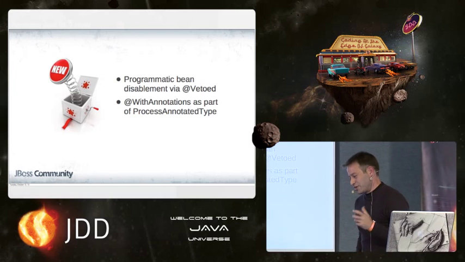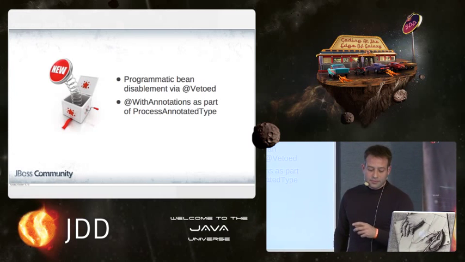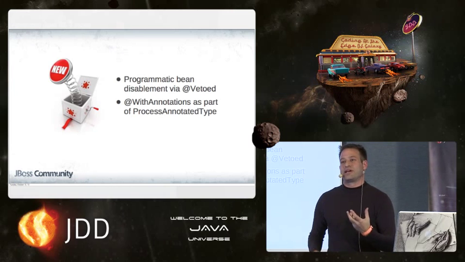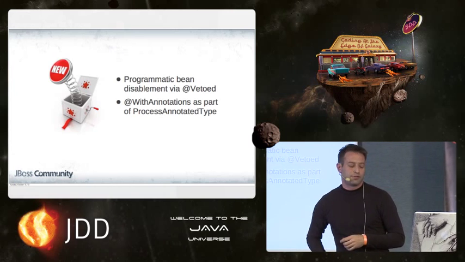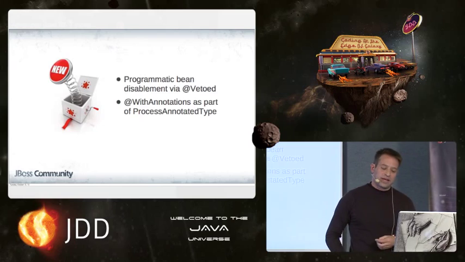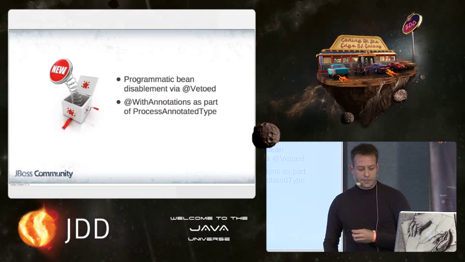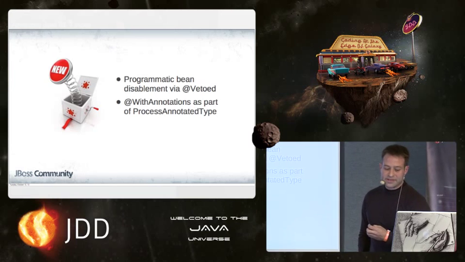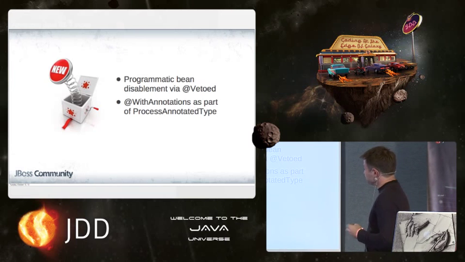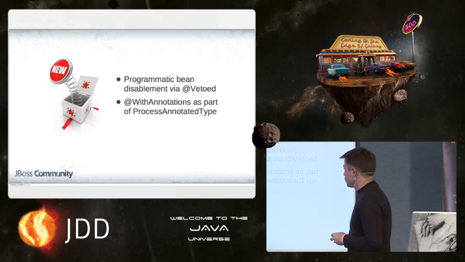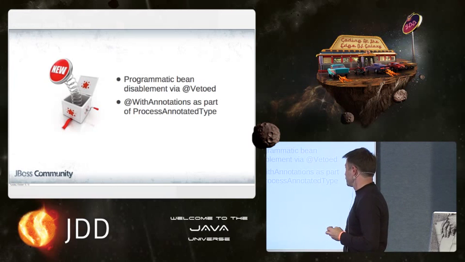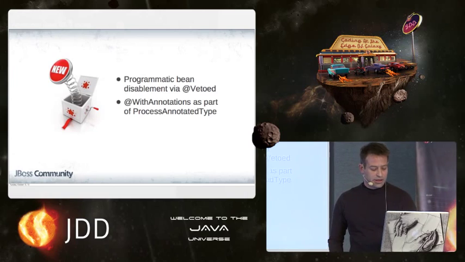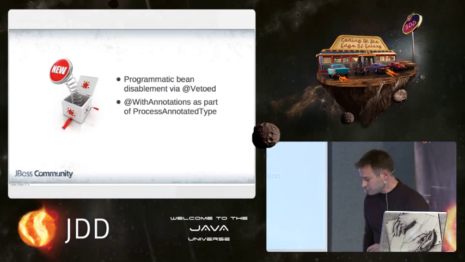Another change, maybe a smaller one: you don't need beans.xml anymore. In 1.0 you had to have beans.xml, otherwise it would not even be scanned for managed beans. Now you can leave beans.xml off, and things will still get scanned for managed beans. And then there's another new annotation called WithAnnotations, which is part of ProcessAnnotatedType. I come back to this one in my example.